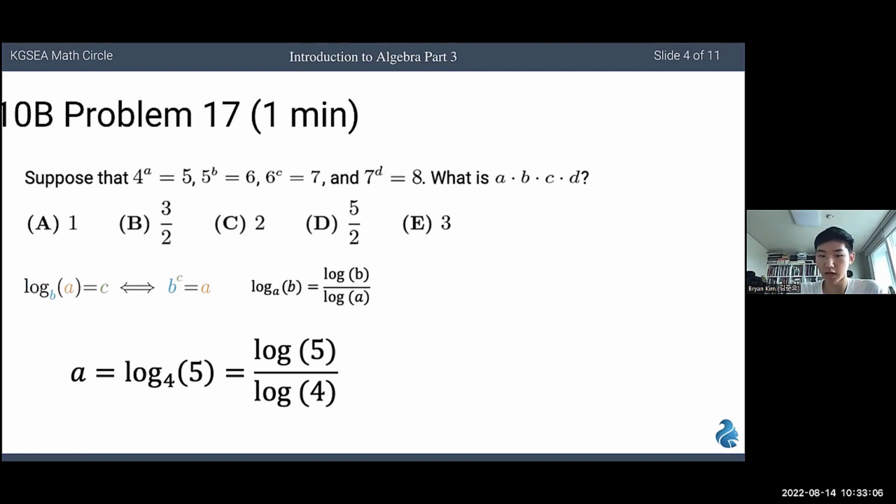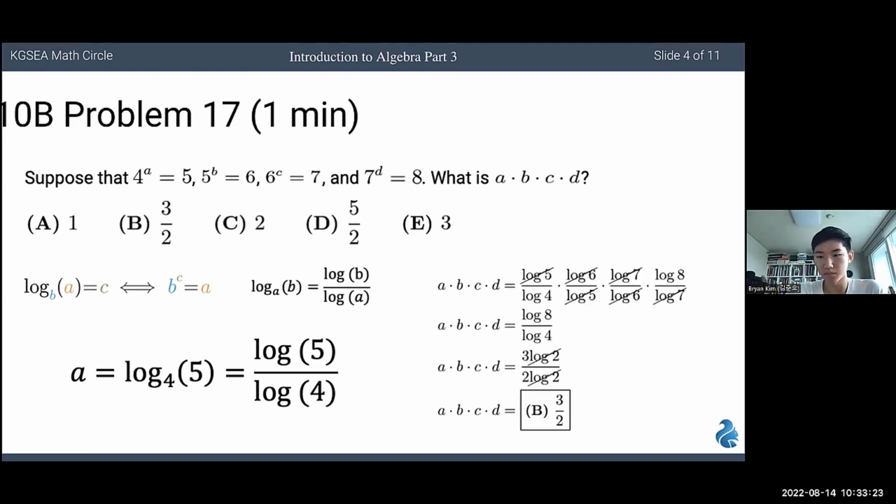With those two basic properties, you can get that a equals log 5 base 4, which equals log 5 over log 4. You can repeat the same thought process for b, c, and d. So you get b equals log 6 over log 5, c equals log 7 over log 6, and d equals log 8 over log 7. If you multiply all of those, you get the following flow to solving the problem.